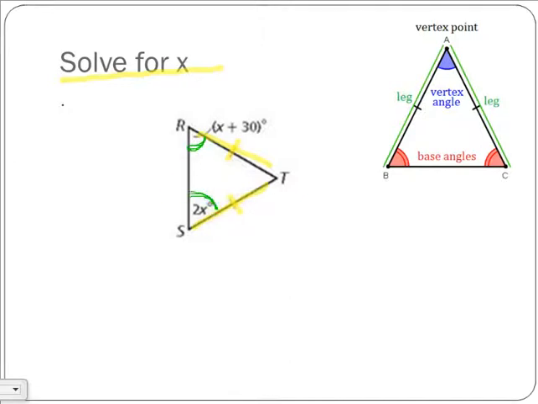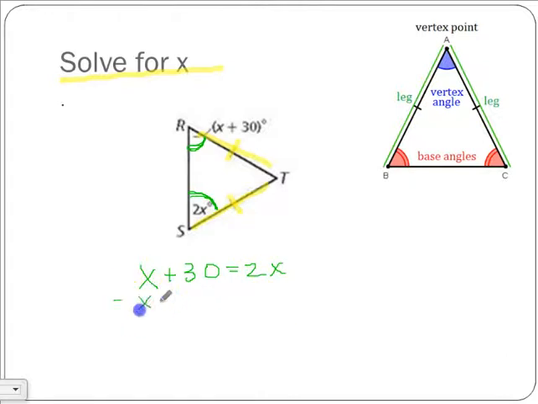What do we know about these two angles right here, based on what I introduced to you on the previous slide? Well, these angles are opposite the congruent sides, and we just learned that those angles opposite the congruent sides will also be congruent. So we can set these two equations equal to each other because we know those angles are congruent, and then we're just going to solve for x.